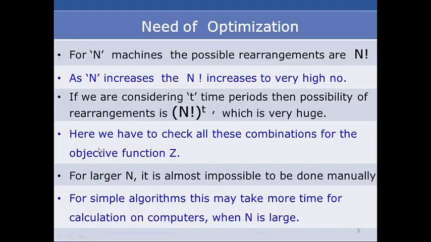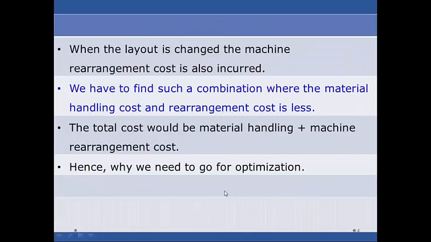So here, this objective function or fitness function checking is almost impossible to do manually. Even on your computers, this becomes a very hectic task. So again, one more concept is here in this problem. We are changing the layout of the machine, meaning as per our requirement, we will change the positions of the machines from one location to another location.